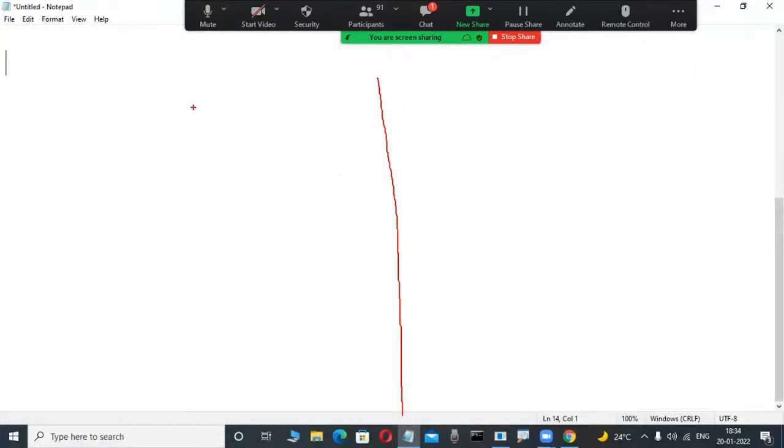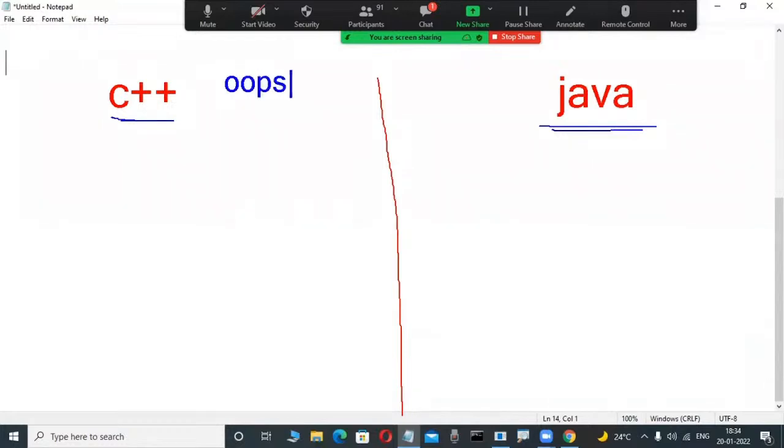Now check it out. Just observe for five minutes, that is enough. This is a demo, just observe what is going on. C++ is a language and Java is a language. These are two popular object-oriented languages. In object-oriented languages, some OOPS concepts, some object-oriented features, are there. Here also OOPS concepts are there, and here also OOPS concepts are there.